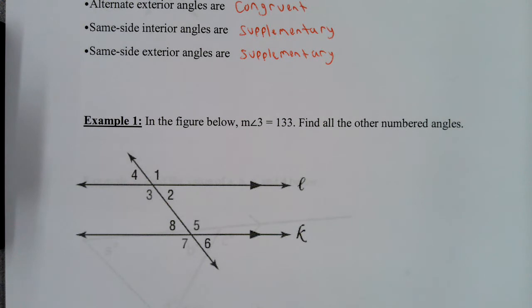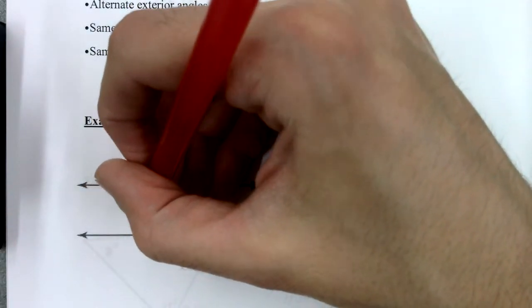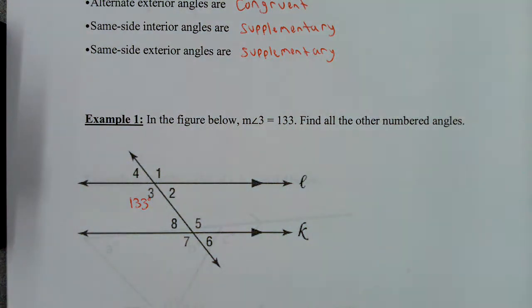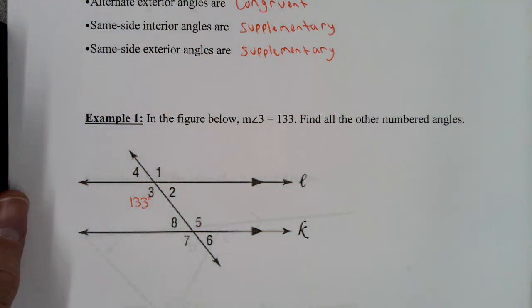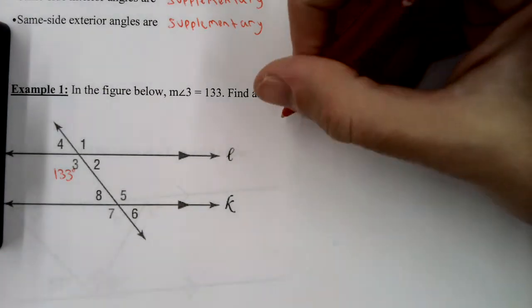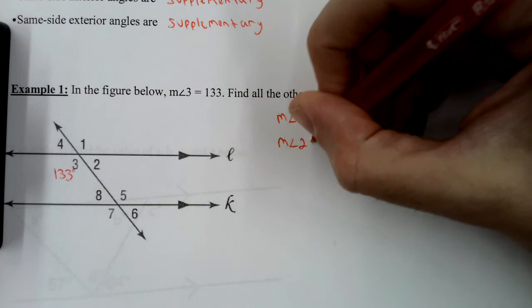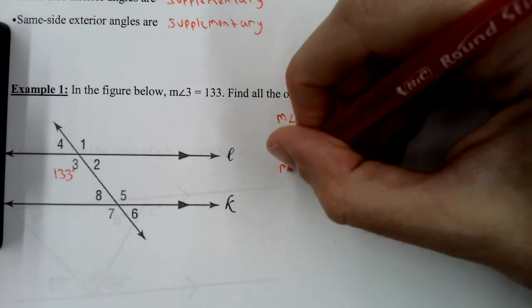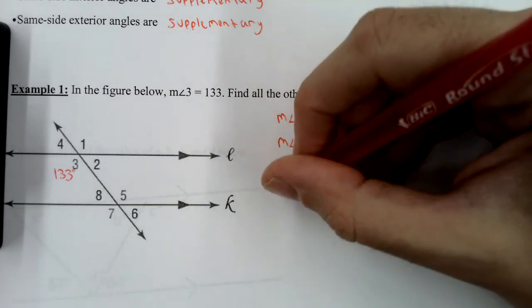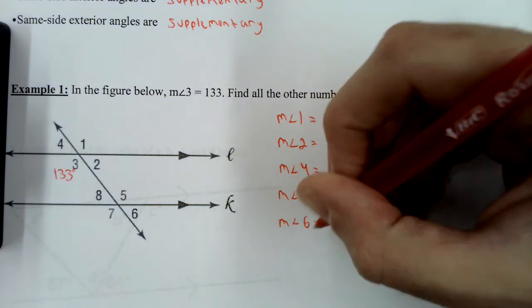Example 1, given the measure of angle 3 equals 133 degrees, find all the other numbered angles. So just so I write my answers the right way, I'm going to do that ahead of time. I'm going to say measure of angle 1 equals, measure of angle 2 equals, we already know the measure of angle 3, so measure of angle 4 equals, and so on. Just so we're in the habit of writing stuff the right way.